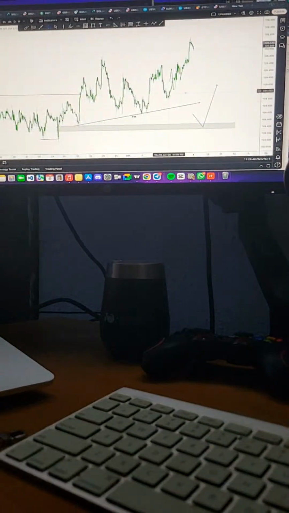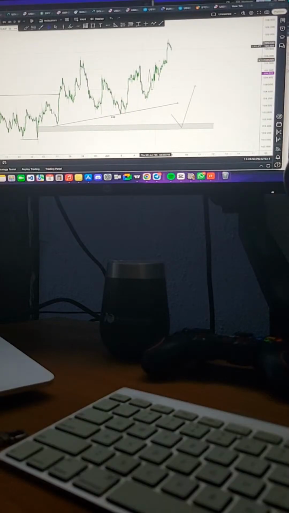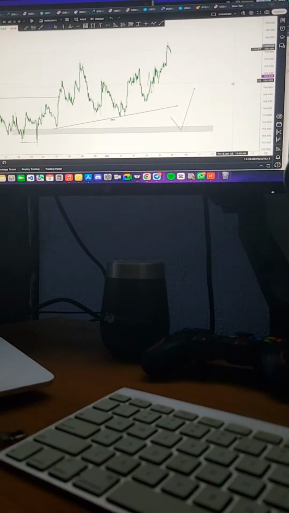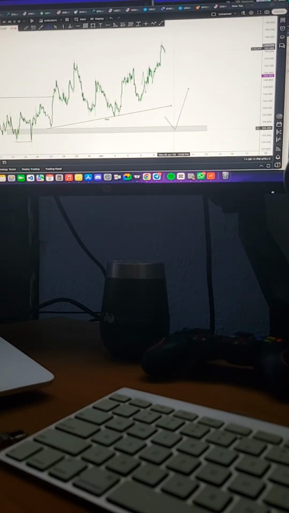Let me see CAD/JPY. Okay, CAD/JPY is still going up. I was expecting CAD/JPY to come all the way down to the zone, but it's not ready to come there, so I will not force it. I'm not going to force it, because mind you, the market is always correct. So price might choose to come back there anytime.